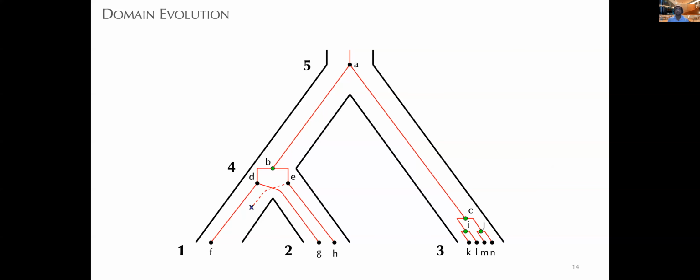Finally, we can have a cascade of duplications, such as on the right. I've circled 2 domains here that might have been involved in a tandem duplication event. It is important to note here that we don't know from the tree alone whether this was actually a tandem duplication event or if it was 2 single duplication events.